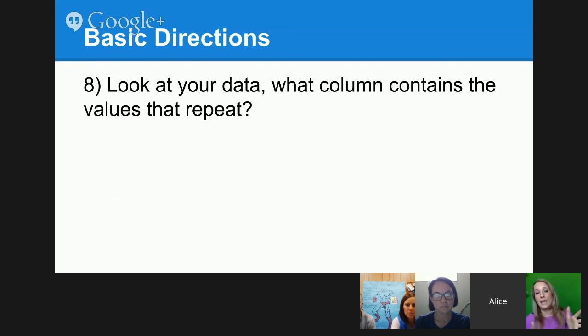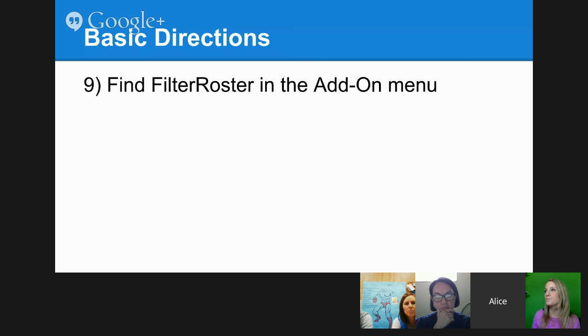So you want to look at your data. You have your whole spreadsheet, and you're asking yourself, what is it that repeats? What do you want to filter by? You need to figure out in your mind what column that is. Is it column E? Is it column B? What is the column letter? Jot it down on a Post-it note or something, because it's going to ask you for that column. So figure out what that is.